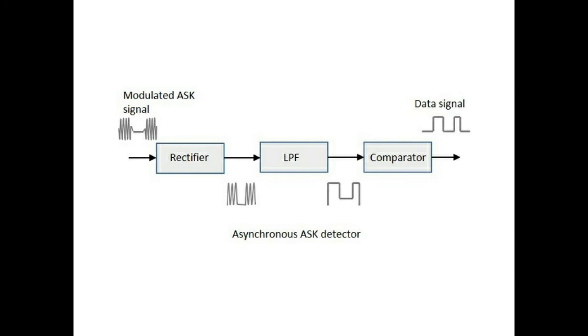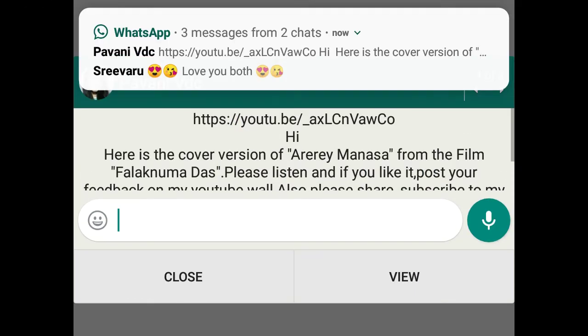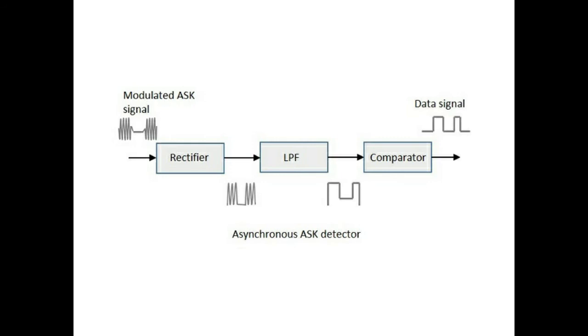Now, the asynchronous ASK detector block diagram is this. You can see the rectifier block, low pass filter, and a comparator. So this is the modulated signal. From this, the rectifier is rectifying only positive halves. You can see here, the low pass filter is only allowing some kind of frequencies, not the others. And depending upon this signal, the comparator will compare and produce the output, which is a data signal.